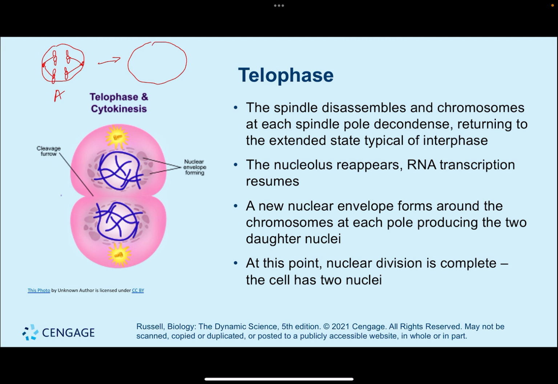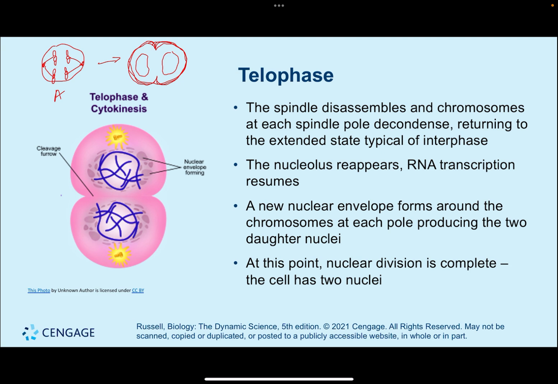The spindle disassembles and chromosomes at each spindle pole decondense, returning to the extended state typical of interphase. So the mitotic spindle will start to get removed or erased. Then the cell will look like an apple. And then the nucleolus reappears. So we will put a circle there at the opposite ends of the cell, and RNA transcription resumes.